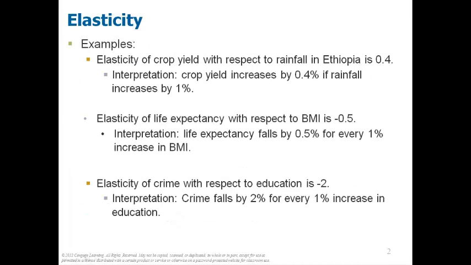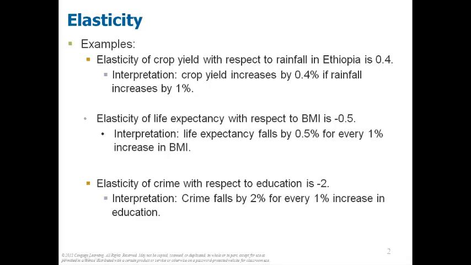Let me give you some examples just to see what we mean here. Crop yield is related to rainfall, and up to a point, an increase in rainfall will increase crop yields. Some scientists went out and measured how much crop yields increase when rainfall increases in Ethiopia. And what they found is that the elasticity of crop yield with respect to rainfall in Ethiopia is 0.4. Okay, so what does that number mean? Well, that 0.4 is just the value of the elasticity.